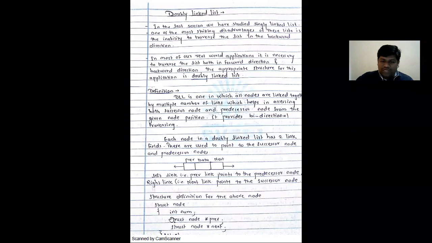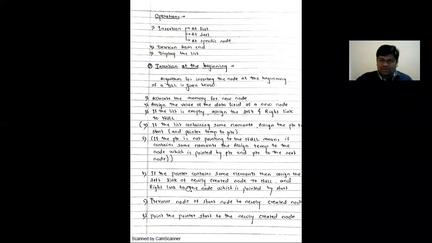So is the PDF visible? So struct node, int number. Now here only two pointers you need to consider. One is the previous pointer and another one is the next. And here you can create the variables for this struct. Now we'll see.